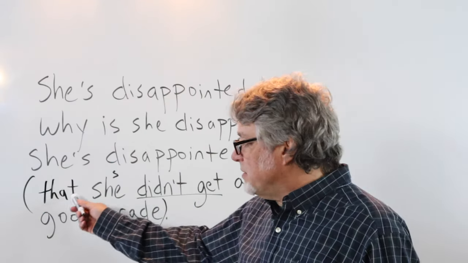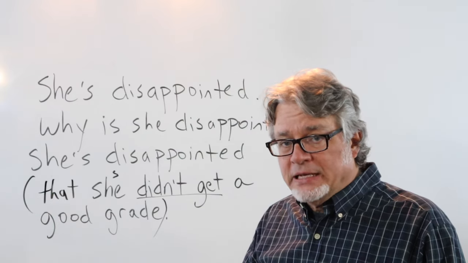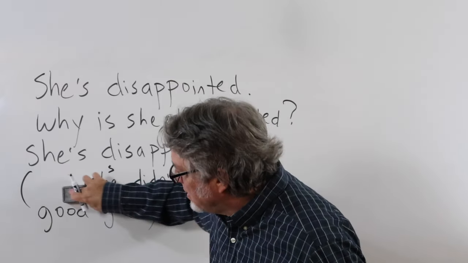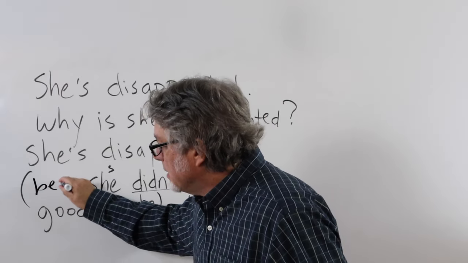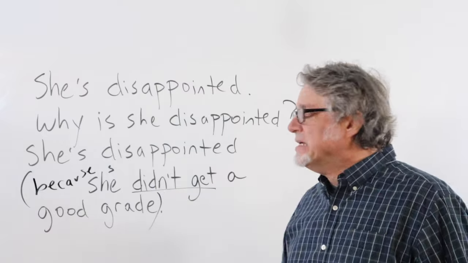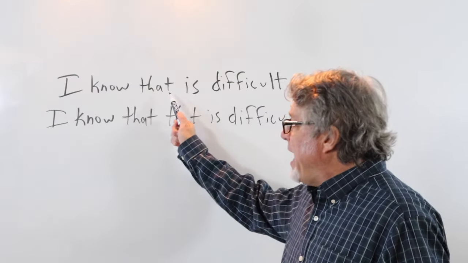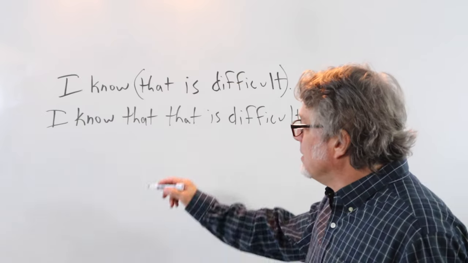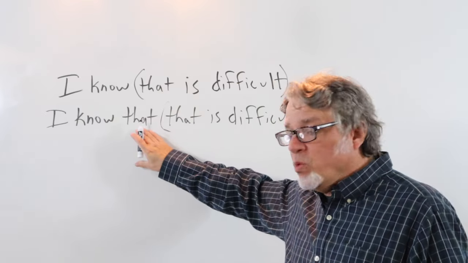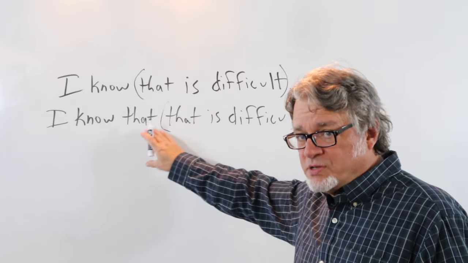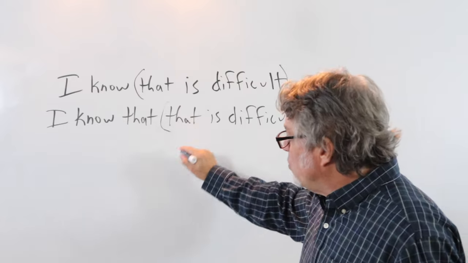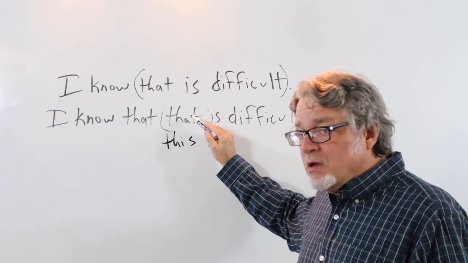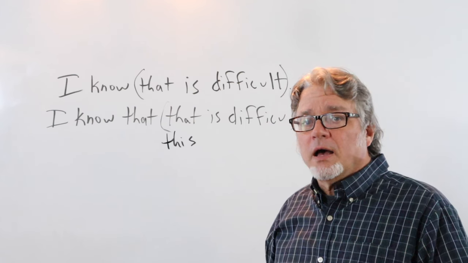And then later, you can decide for yourself if you want to use that for the beginning of the noun clause. It's possible to replace that with because, and the meaning is almost the same. She's disappointed because she didn't get a good grade. I know that is difficult. Here's the noun clause, and here the word that introduces the noun clause. This does happen sometimes. You could replace that with this. I know that this is difficult, but sometimes this would be the choice for the noun clause. I know that that is difficult.